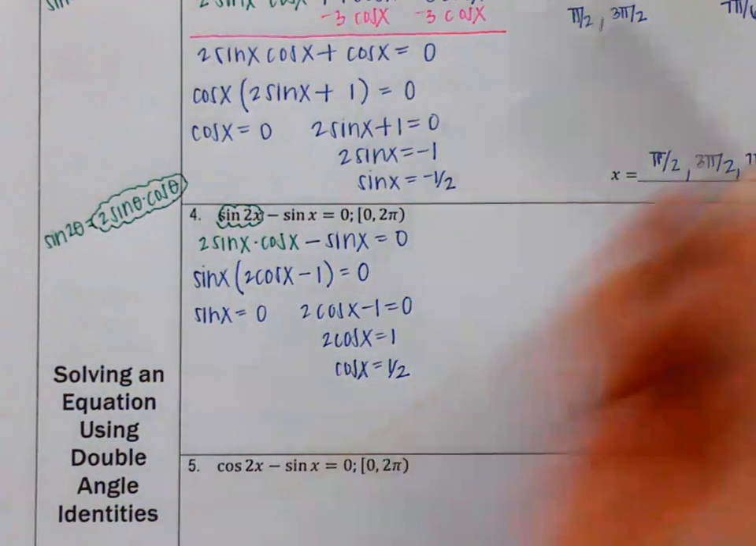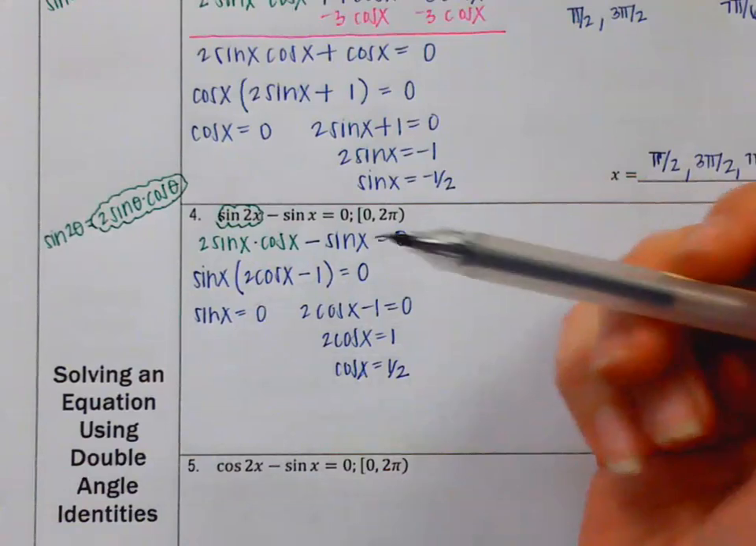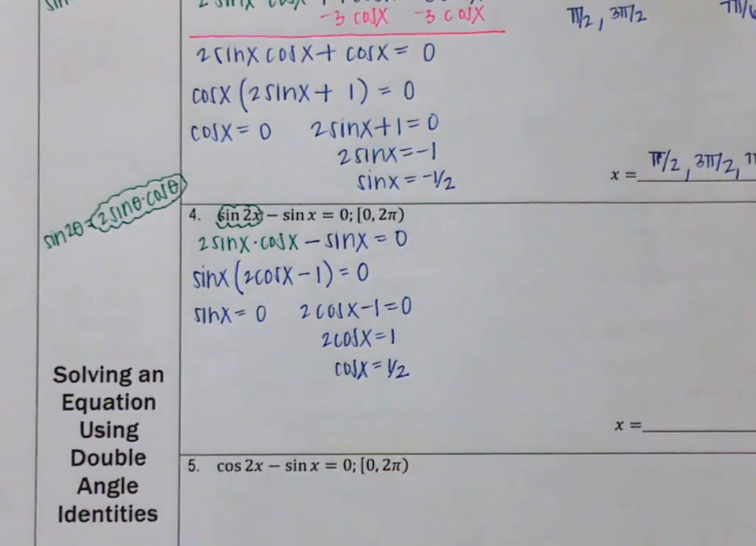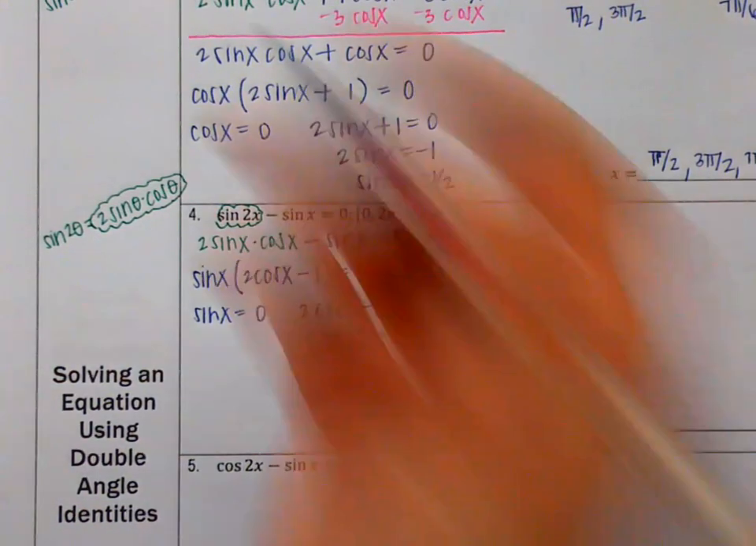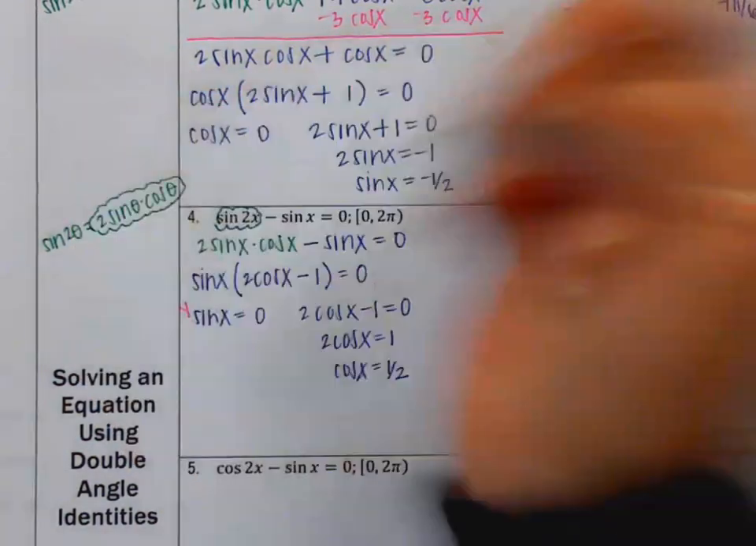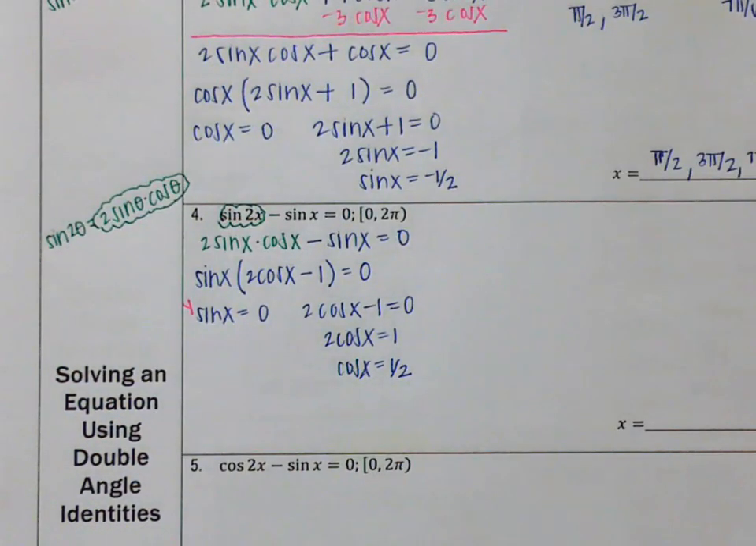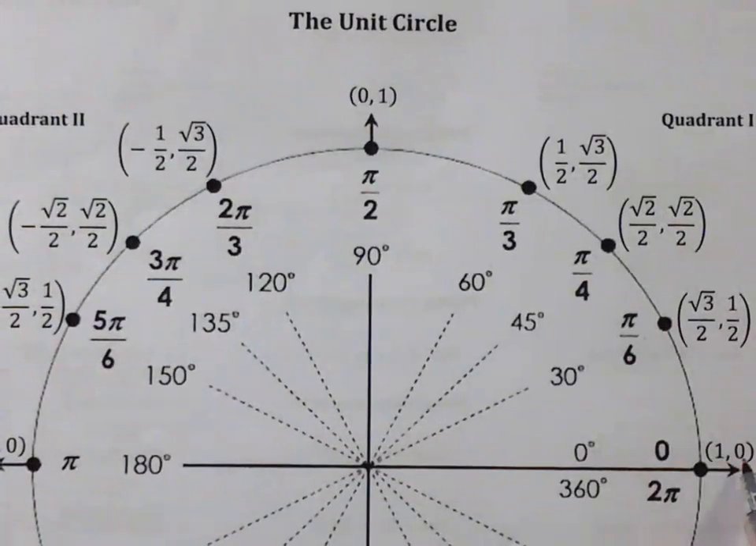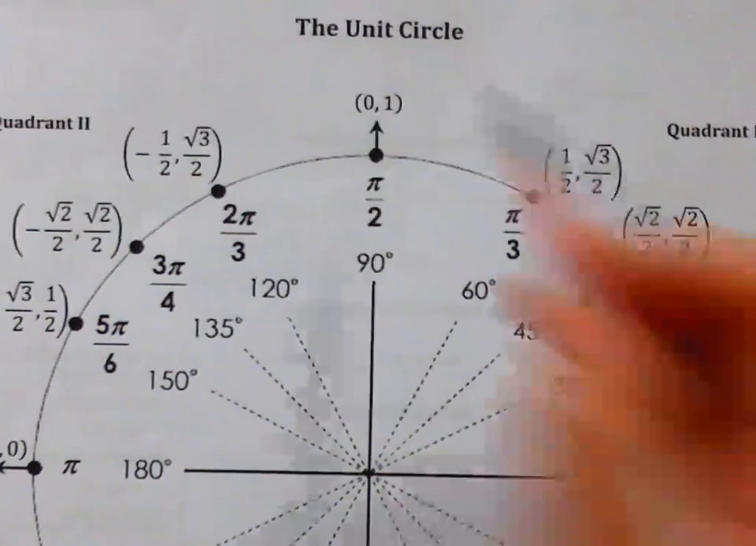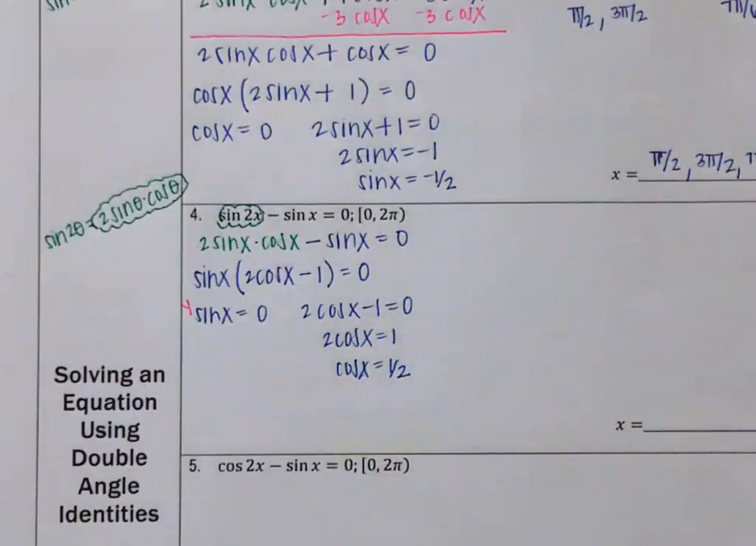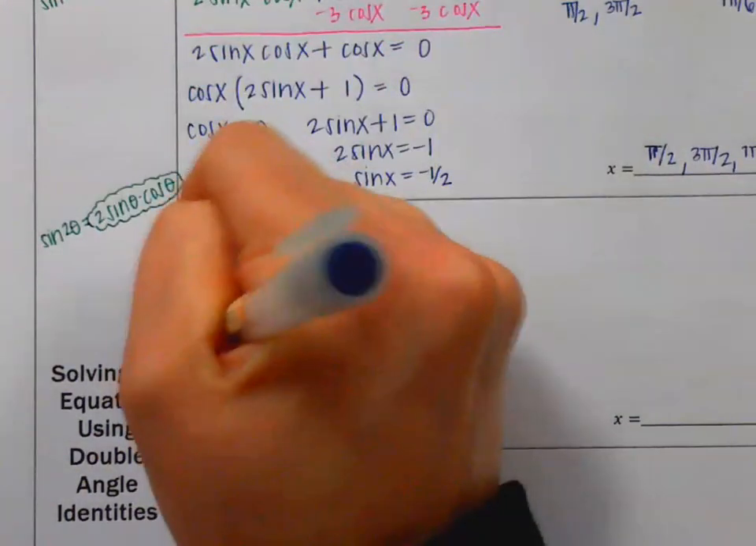Okay, so at this point, I am now using my unit circle. So I'm thinking, where on my unit circle sine is my y value? So where does my y value equal 0? So that equals 0 at 0. Remember, we use 0, not 2 pi. And then also at pi. So 0 and pi.